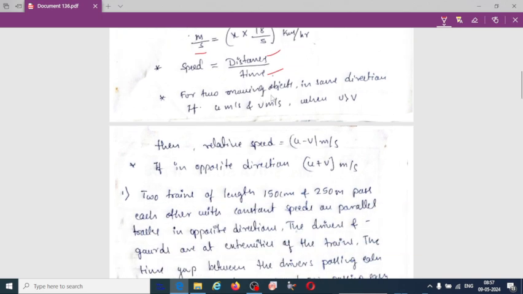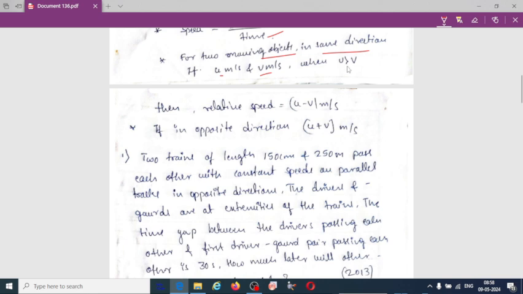If two objects are moving in the same direction, one having the velocity u and another having the velocity v, and the velocity of one object is greater than the other, then the relative speed, if they are moving in the same direction, we use the formula u minus v. If they are in opposite directions, u plus v, and the unit is meter per second.